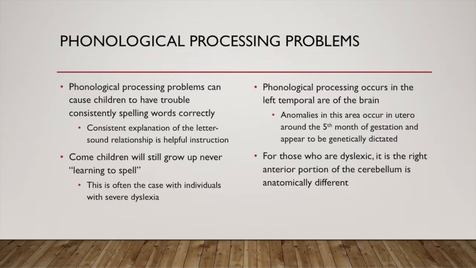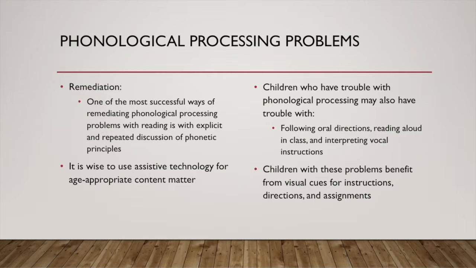Phonological processing occurs in the left temporal area of the brain. Anomalies in this area occur in utero around the 5th month of gestation and appear to be genetically dictated, so these problems occur in the brain while the baby is developing in utero. For those who are dyslexic, it is the right anterior portion of the cerebellum that is anatomically different.